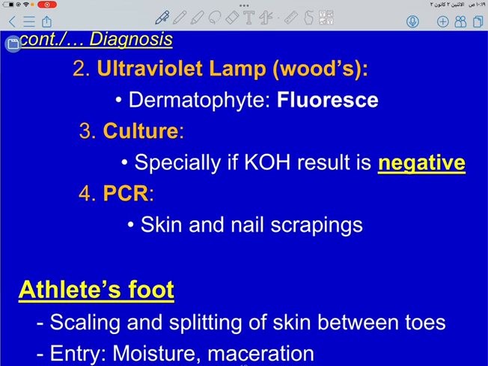Culture. When we do culture, if KOH is negative, we do culture. If you suspect fungal infection. يعني عادة ال KOH فحص جيد نستعمله في المختبرات وفي المستشفيات بكثرة. ولكن إذا negative, we go for culture. Recently, PCR for the skin and the appendages, like nail scraping.